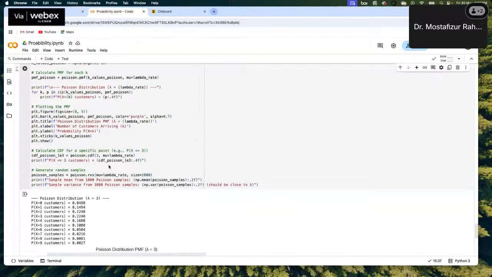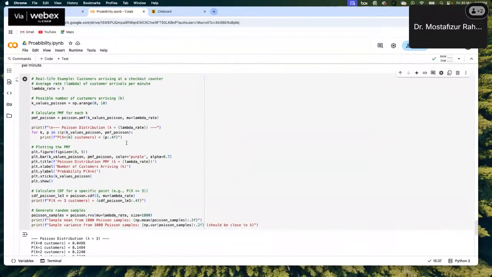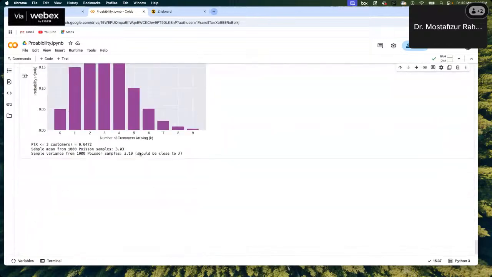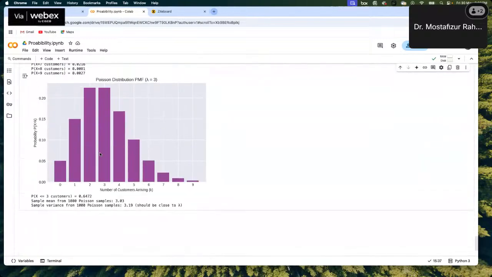Also, you can calculate the mean from your mass function. So if you know the mass function, lambda to the power k, e to the power minus lambda by k factorial, and if k varies, times this x, that will give the PMF. From that, you can also calculate this plus this as 0.6472. Now the sample mean from a thousand such Poisson samples will be 3.03, and you can also calculate the variance of this particular problem.